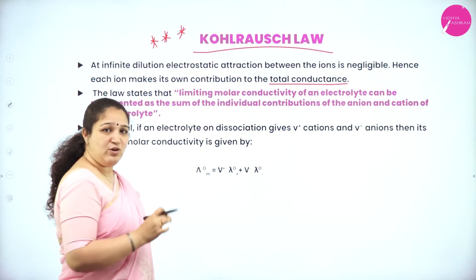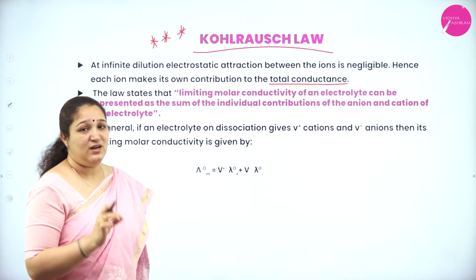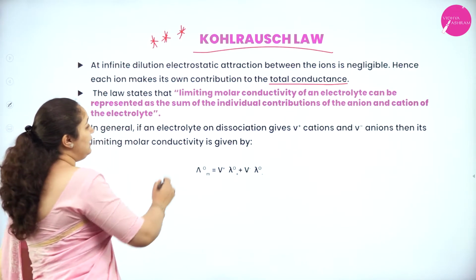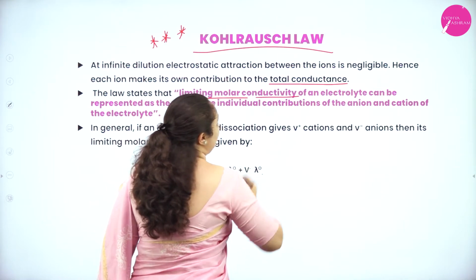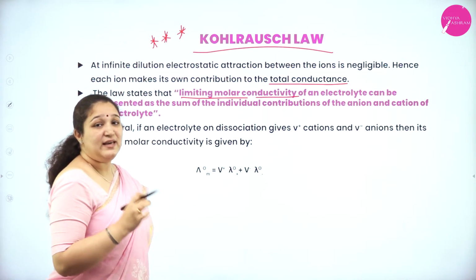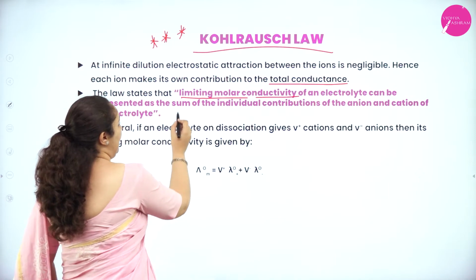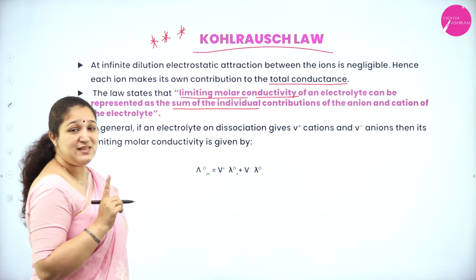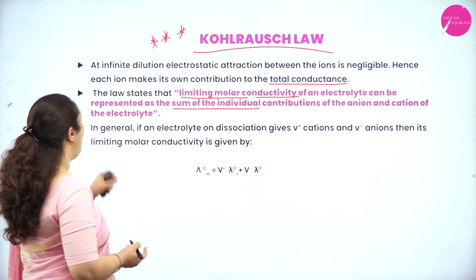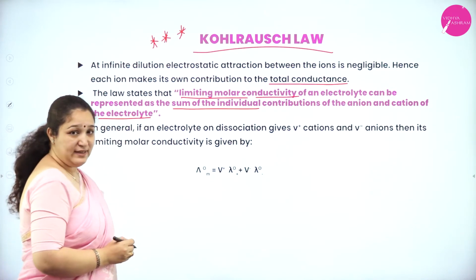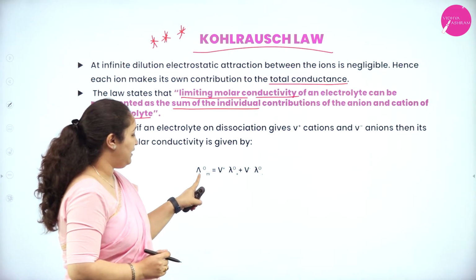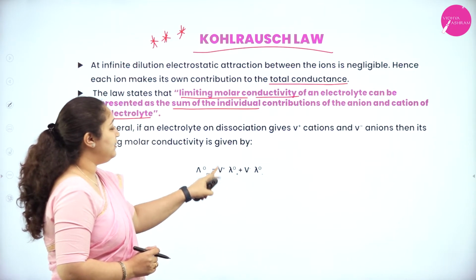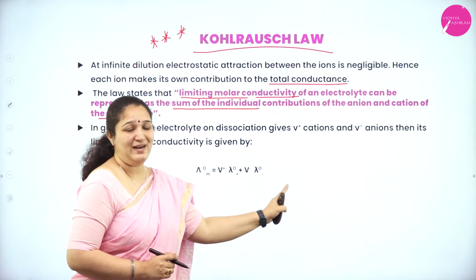So every ion is actually conducting electricity. Thus the law states that the limiting molar conductivity of an electrolyte can be represented as the sum of individual contributions of ions, that is anions and cations of the electrolyte. Or I can tell, limiting molar conductivity is the sum of the molar conductivities of the individual anion and cation in a particular electrolyte.